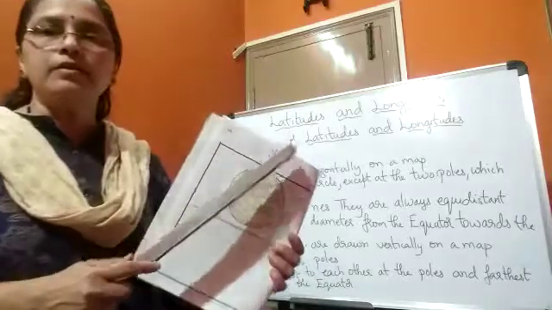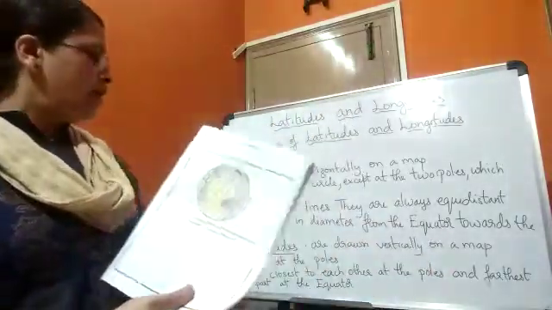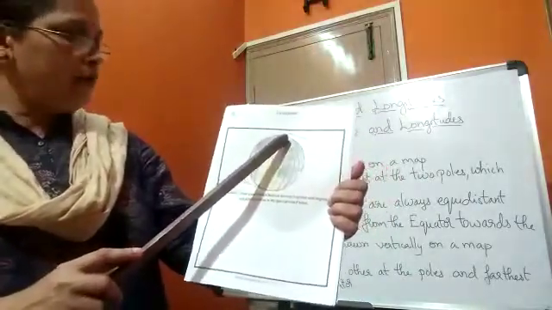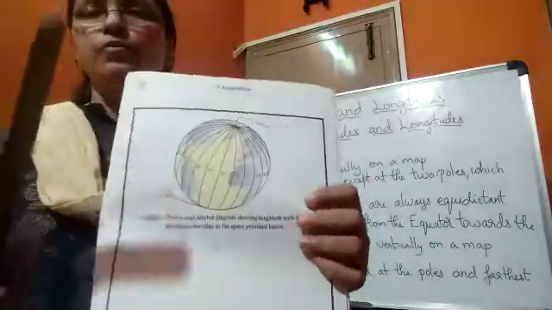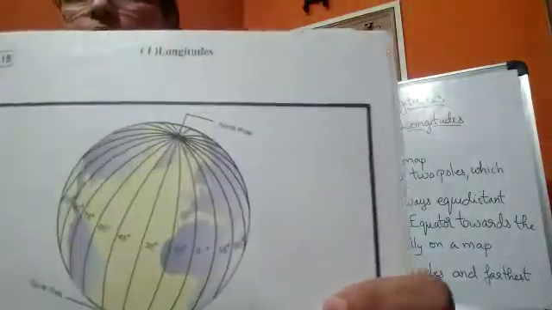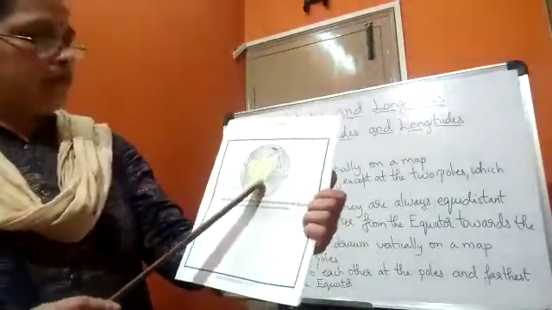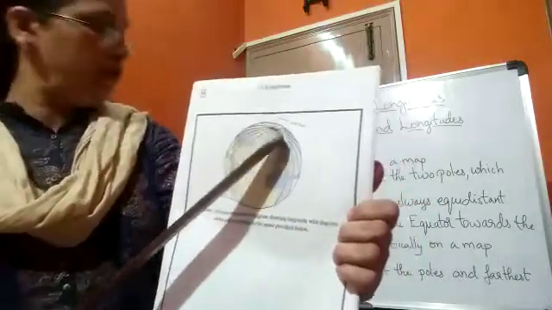Then what are the features of the longitudes? Longitudes are drawn as vertical lines from the North Pole to the South Pole. They meet at the poles.